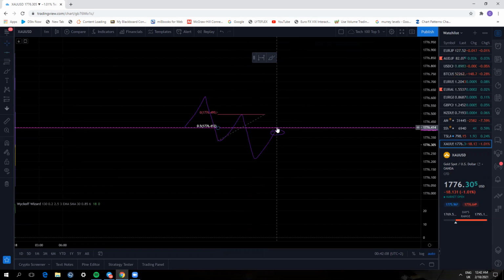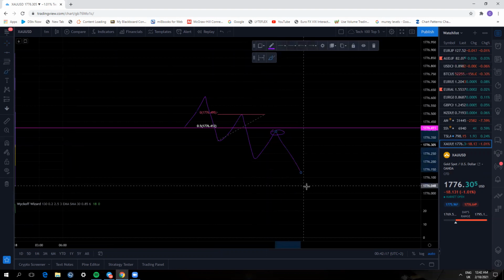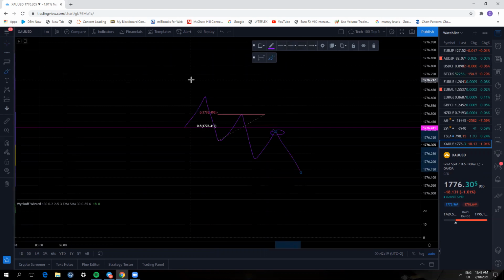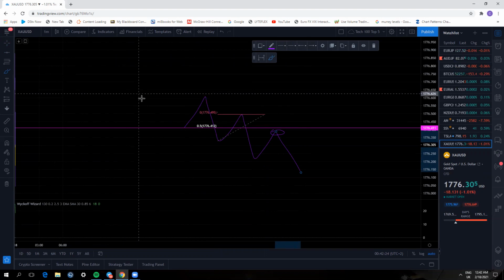Even though we're moving up, we should expect distribution in this area. We should expect that lower high to form from here, and then this movement creating the next lower low. That's really important when it comes to identifying the difference between reaccumulation and distribution.